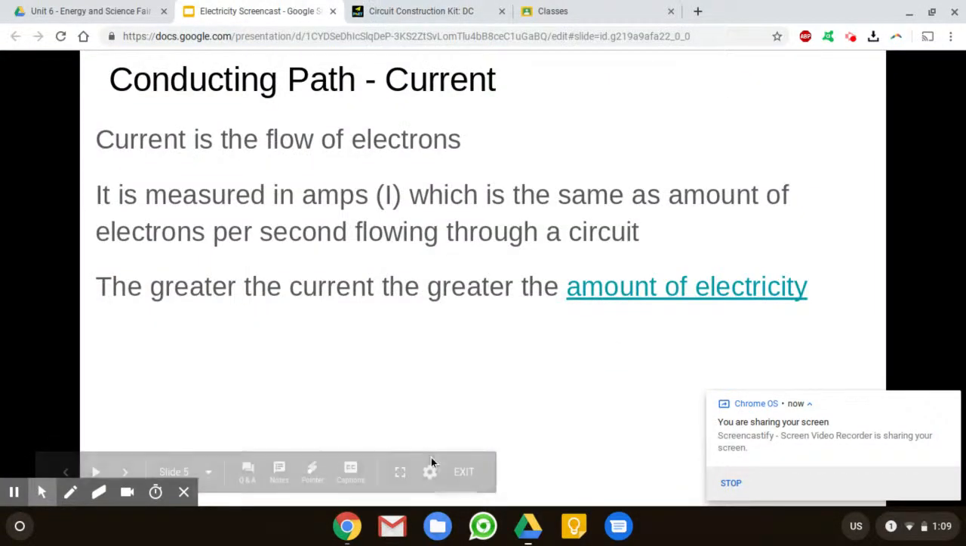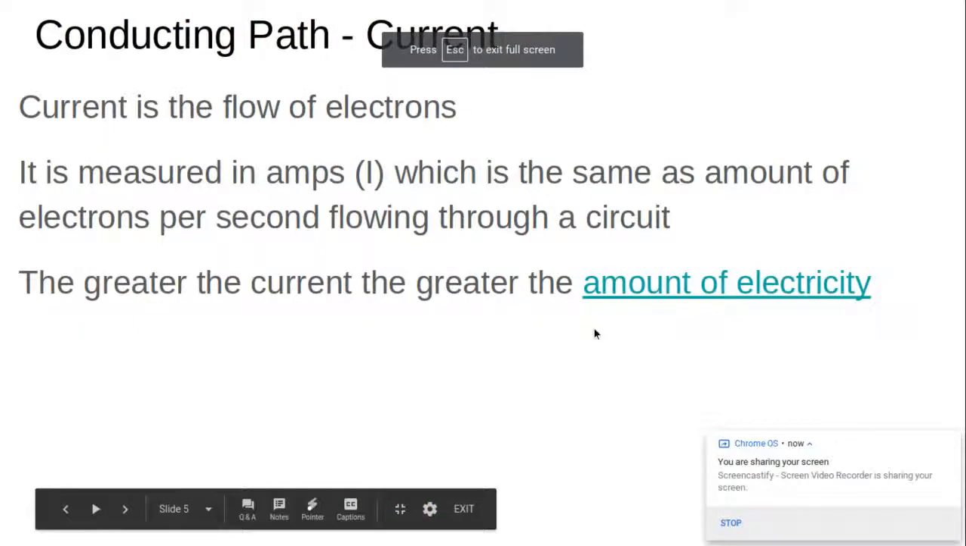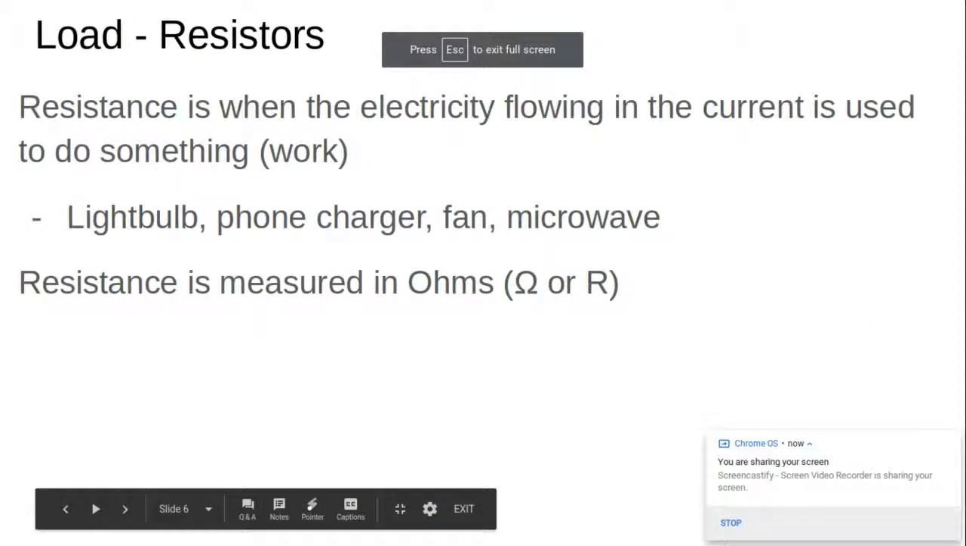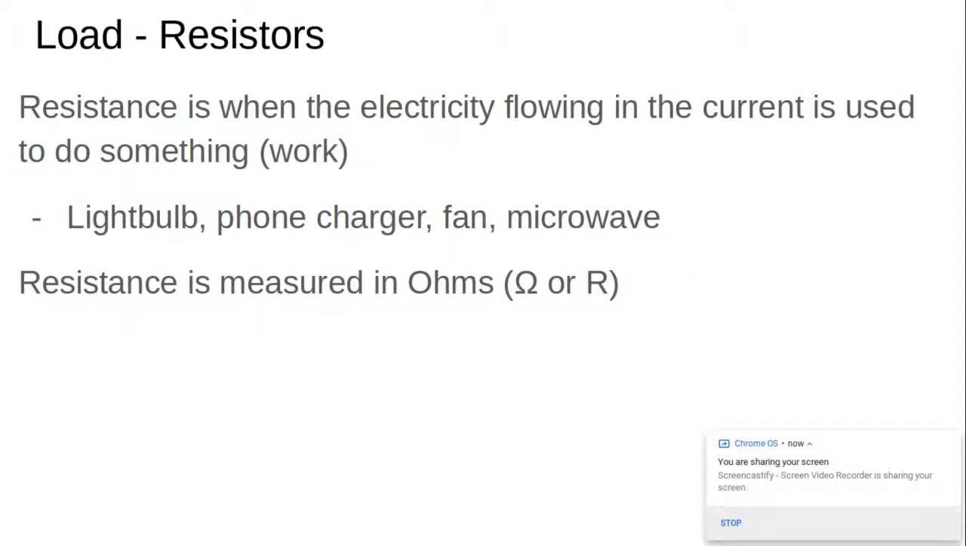Now getting back to this, the last thing is the resistor, the load, right? The thing that is using the electricity, and these are called resistors, right? Resistance is when the electricity flowing through the current is used to do something. So when you charge your phone, when you turn on a light bulb, when you have a fan or a microwave, all of these things are resistors, right? They're using that electricity to actually do something.